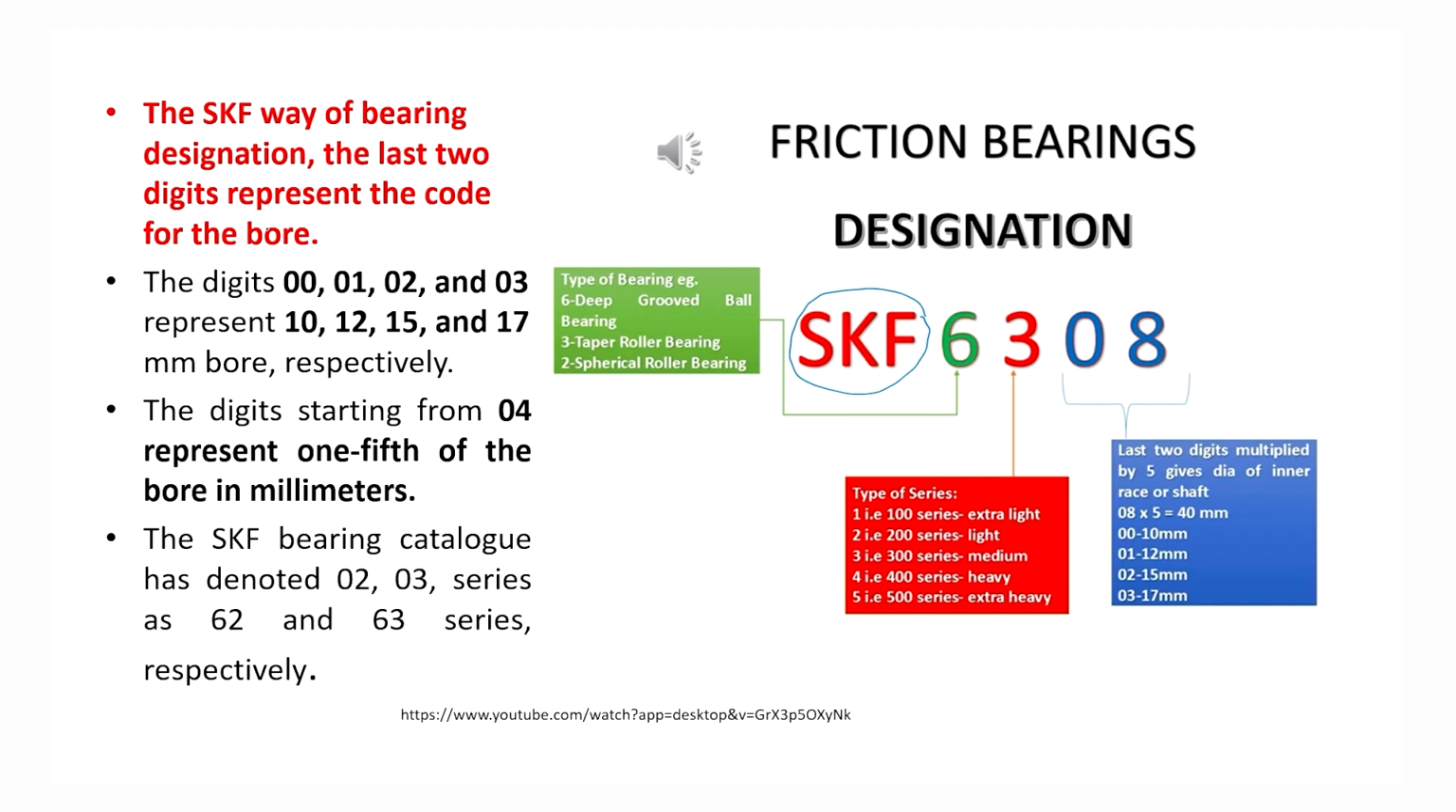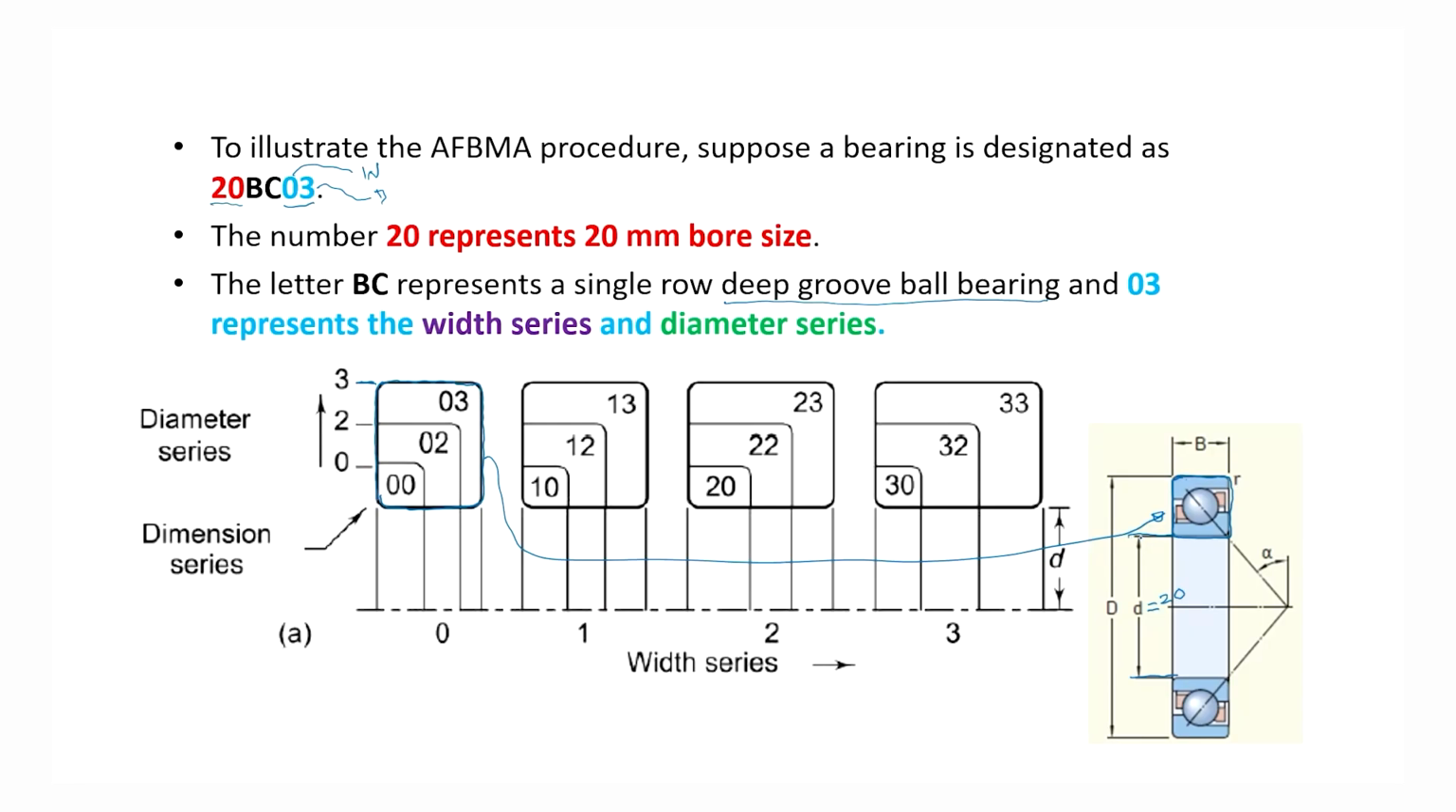So, in the SKF, the last 2 digits represent the code for the bore. That means, if the nomenclature of the SKF bearing is SKF 6308, then the last 2 digits, this 08, represent the bore. Bore means small d of the bearing. The small d is this one. This is the small d.